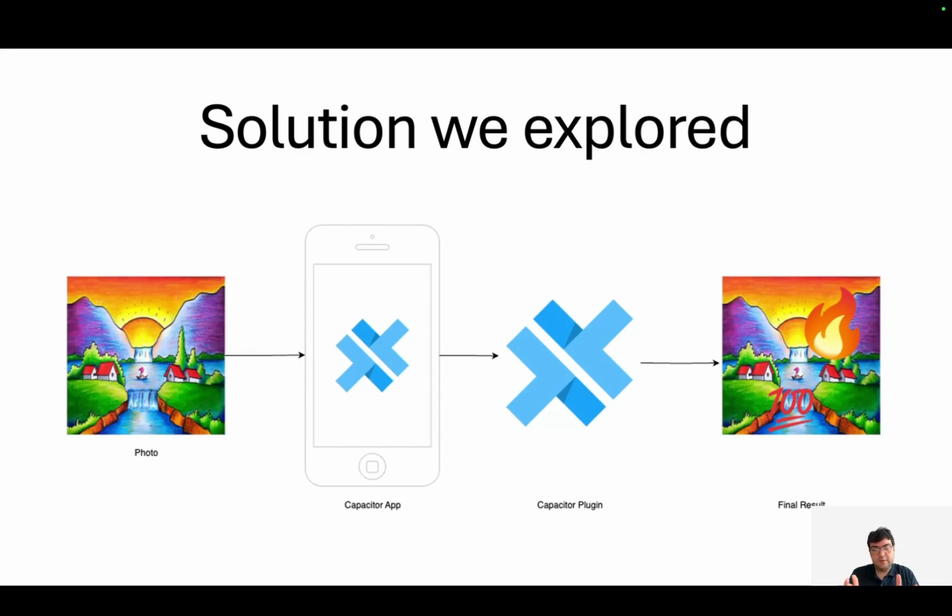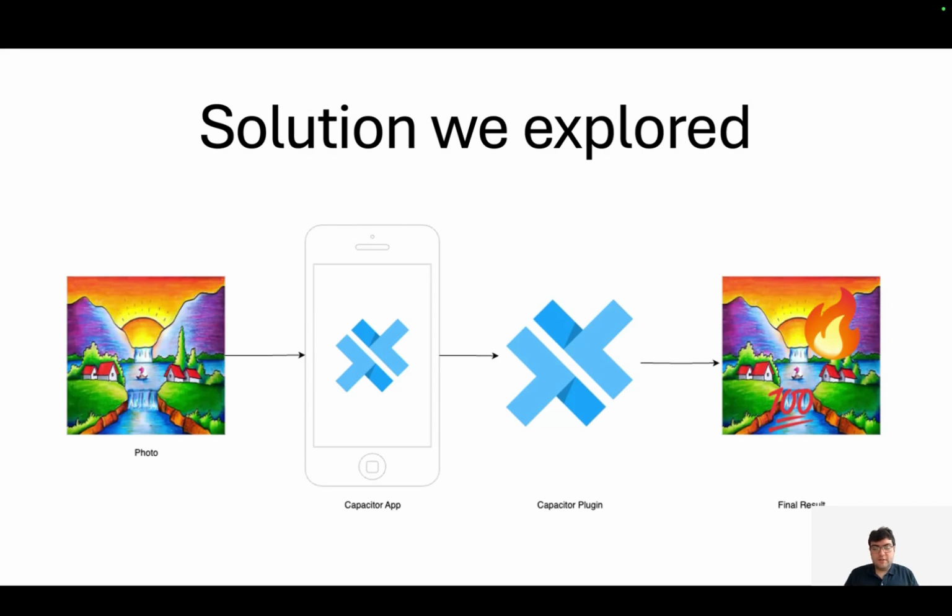So our first idea was to make a Capacitor plugin, where you have your picture, and the parameters for where the stickers are going to be, like a map of the stickers and the text and everything, and render them on the native side, then return the final result back to the application. This is maybe the fastest approach.